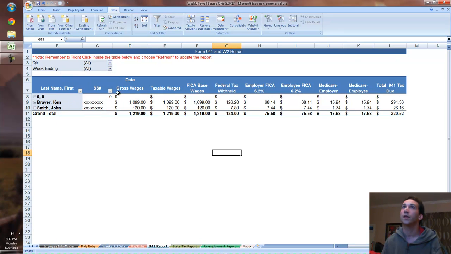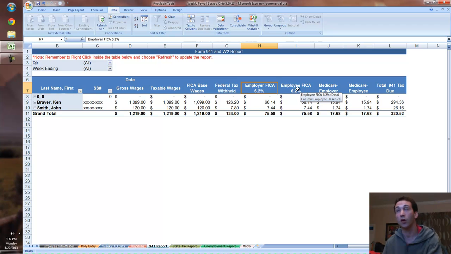So this breaks down all the different areas, what the gross wages were, what the FICA wages were, the employer's percentage and the employee's percentage, which are the same this year. There used to be a tax holiday a couple years ago where employees paid less of a percentage. That doesn't happen anymore.